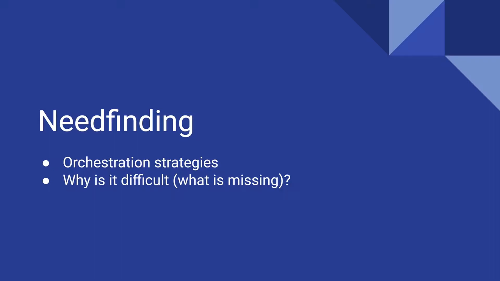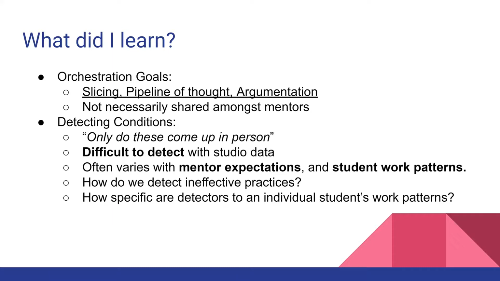From the core findings, with respect to goals, I learned that strategies that mentors go about are not necessarily generalizable to all mentors. Different goals are prioritized differently based on their style of mentoring. And orchestration itself looks very different to each mentor depending on their specific style of mentoring.